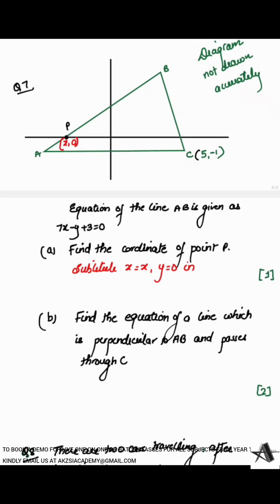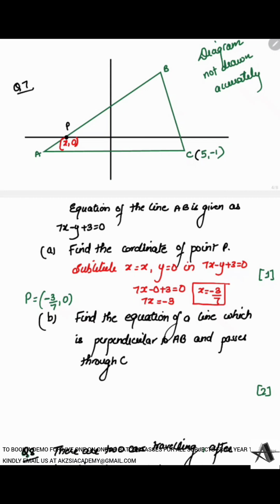You can substitute it. So we need to substitute in the equation 7x minus y plus 3 equals 0. So 7x remains, y will become 0, plus 3 equals 0. 7x, bring 3 onto the right hand side, negative 3, and x is negative 3 over 7. So what are the coordinates of point P? Point P has coordinates negative 3 over 7 comma 0.